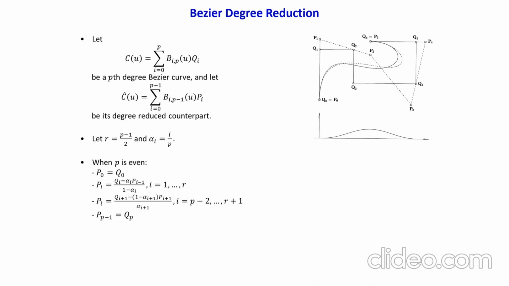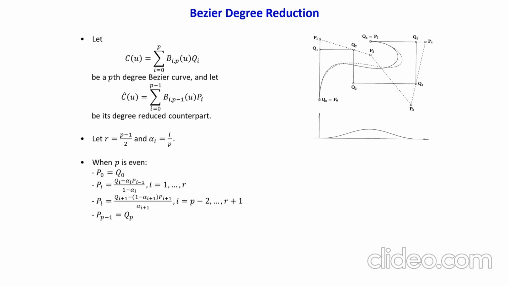We will now finish up with Bezier degree reduction. If we are given a pth degree Bezier curve, and we denote its degree reduced counterpart by C hat, we can compute the unknown p by rearranging the formula for Bezier degree elevation. We must consider 2 cases, when the degree is even and when it is odd.